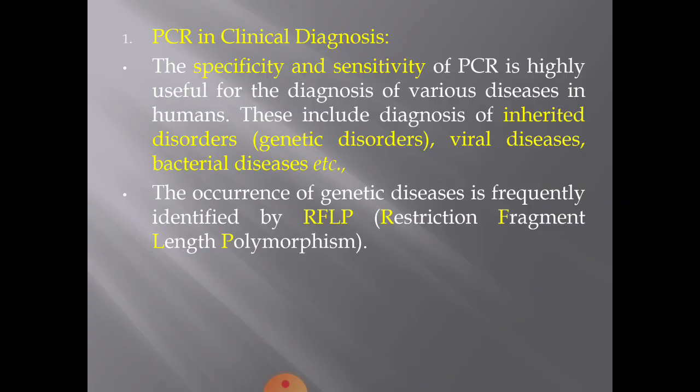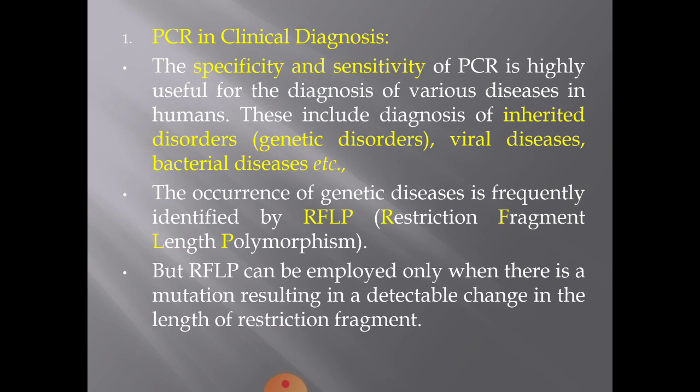See, there is a technique called RFLP, restriction fragment length polymorphism, which I will be teaching you in the coming classes. Normally the occurrence of a genetic disease is frequently identified by this technique, RFLP. But RFLP can be employed only when there is a mutation resulting in a detectable change in the length of restriction fragment. So, if that mutation doesn't result in a noticeable change in the length of restriction fragment, then RFLP cannot be employed for diagnosis of genetic diseases.